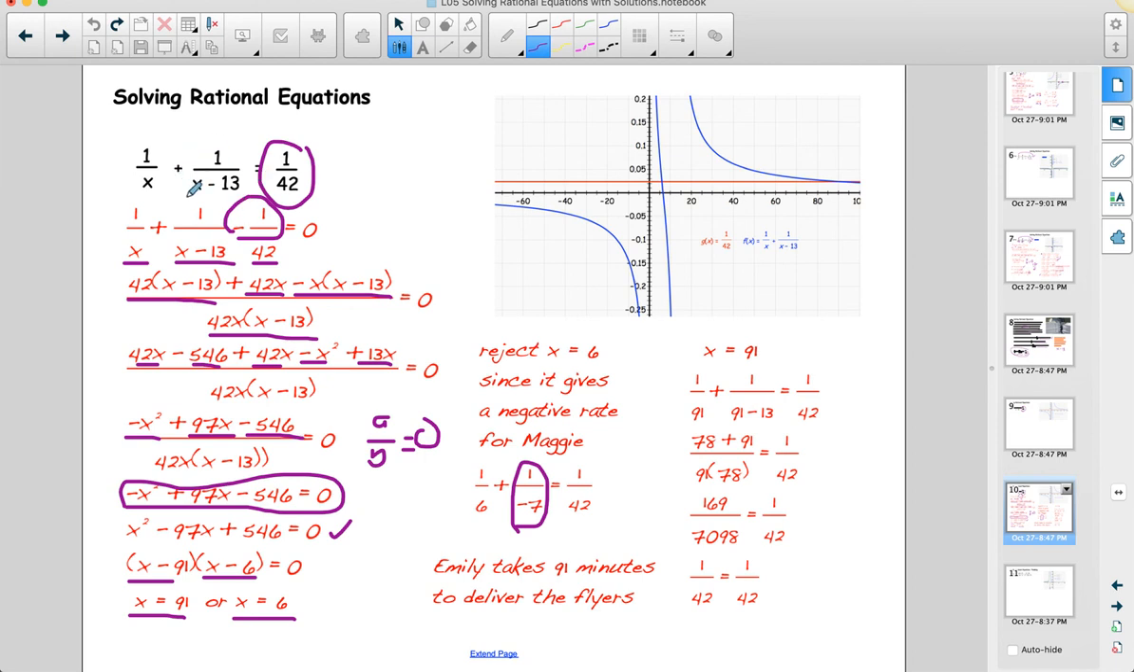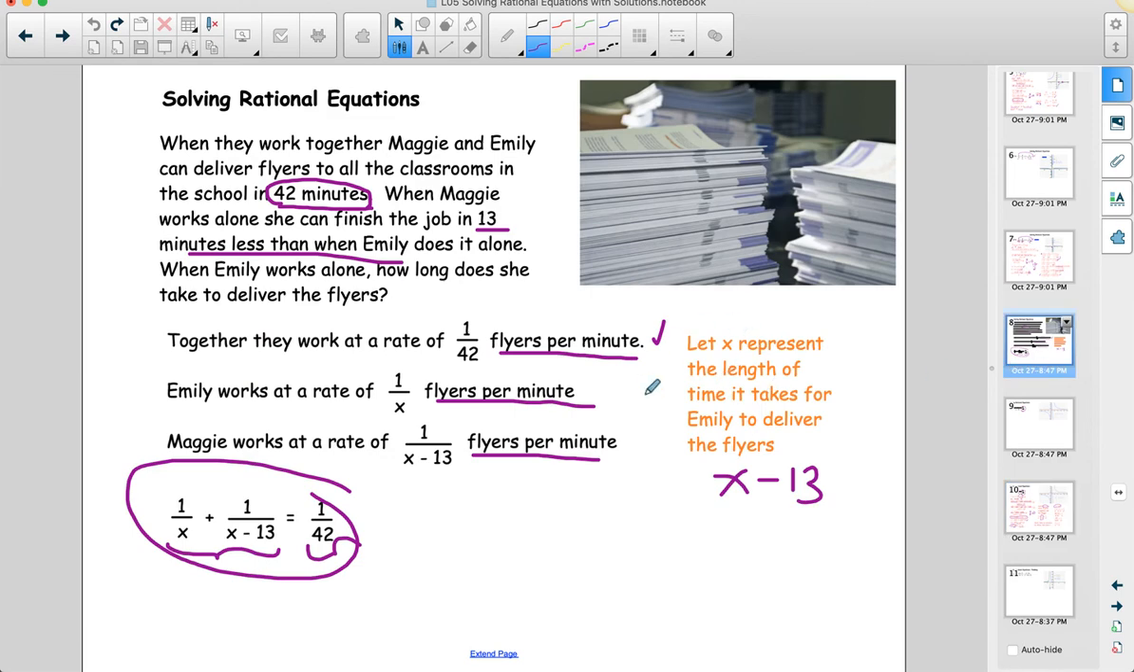I'm going to show you that the 91, so x is 91, and again, this is the 6 minutes. So if Maggie delivered in, not Maggie, this one is Emily. If Emily took 6 minutes to deliver, then we're getting a negative rate for Maggie, so we're going to reject it. So that means that this solution must check out. So Emily's going to take 91 minutes to deliver her flyers, which is what the question asked initially. It says, how long will it take for Emily to deliver the flyers?